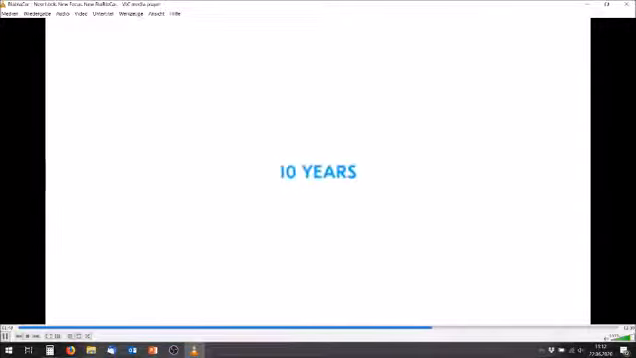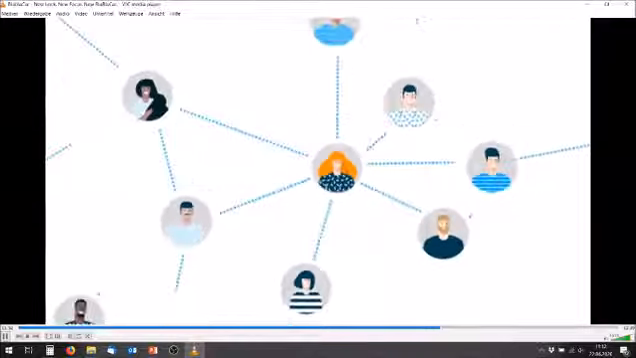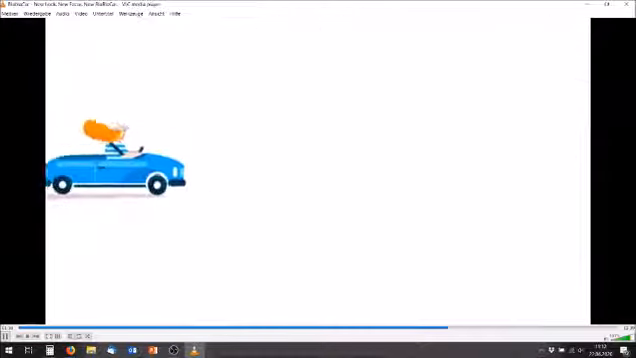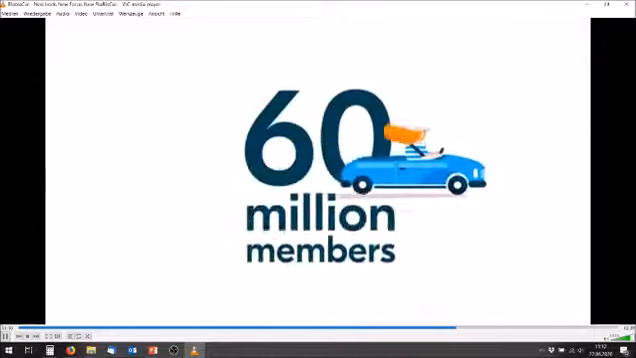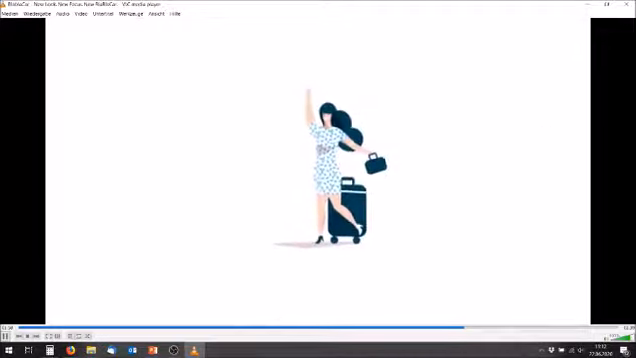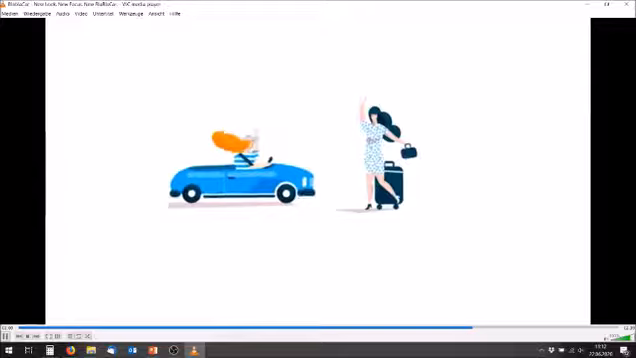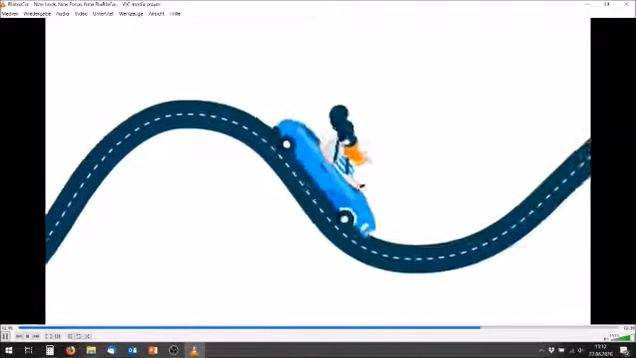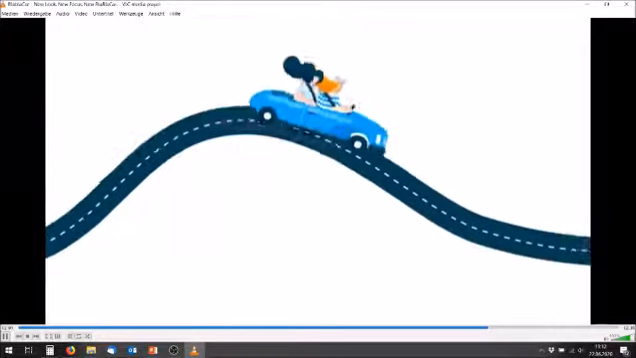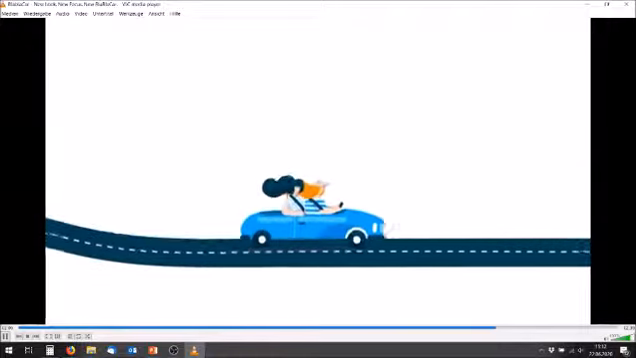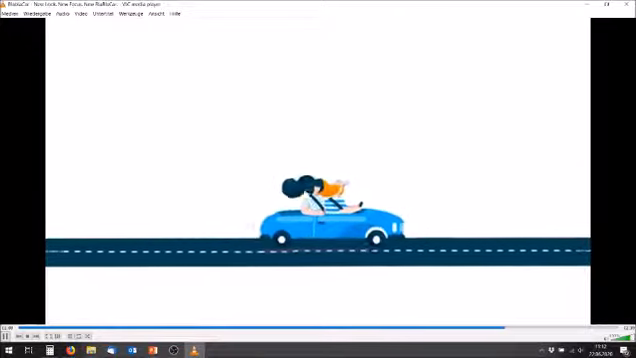Over the last 10 years, this is what we've focused on. A people-powered network. A network that connects one of 60 million members with another one. One with a car and one without. Making it possible for them to get literally anywhere directly. No matter how remote. Quite easily and quite affordably.